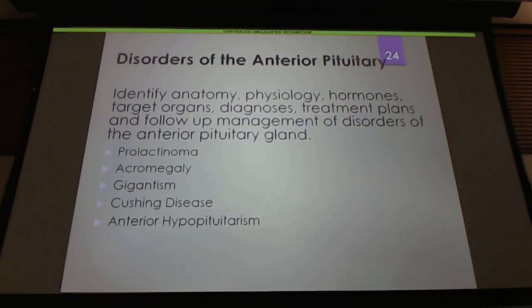Okay. These are our diseases we're going to talk about. 3 adenomas. And then what happens with deficiencies. So we're going to be at excess at the beginning and deficiencies towards the end. We'll get to what we can.